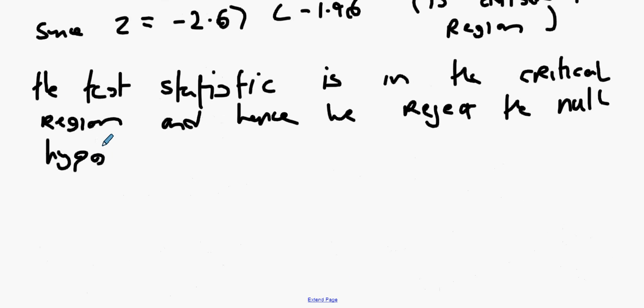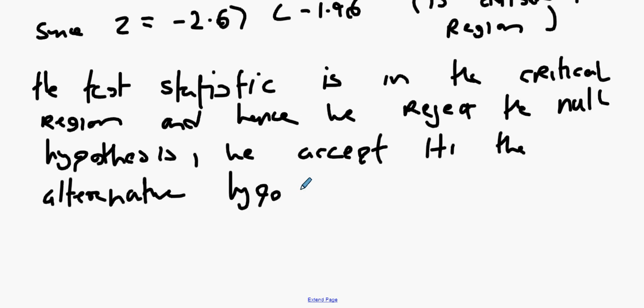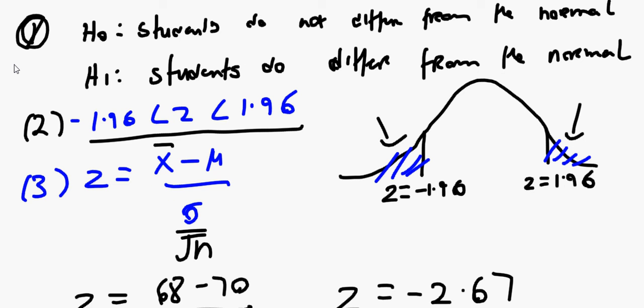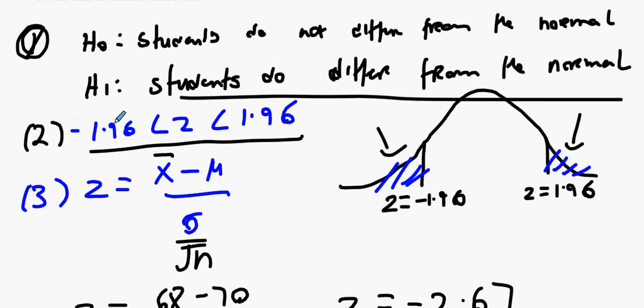Alright. Hence we reject the null hypothesis that the students do not differ from normal. We accept, it's so wordy, H1, the alternative hypothesis. And what does the alternative hypothesis say? That the students do differ from the normal. So you write that at the end as well. The students do differ from the normal.